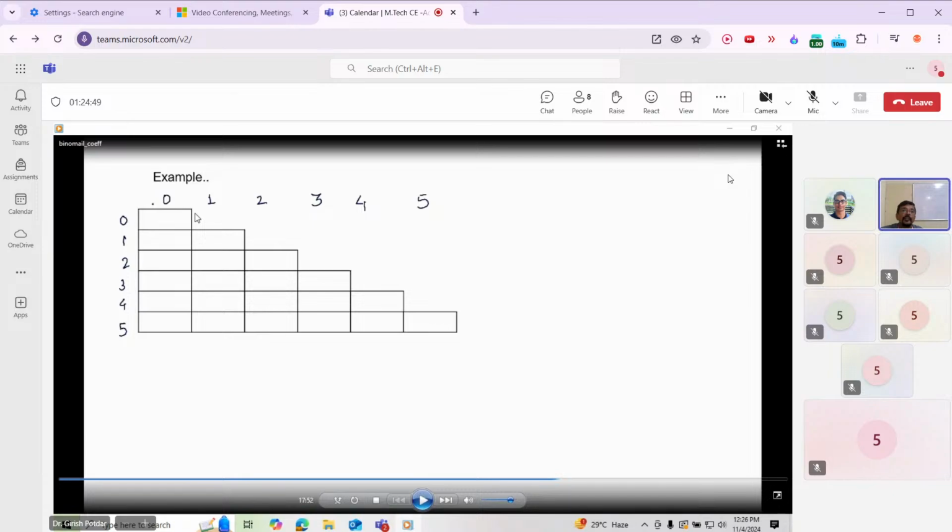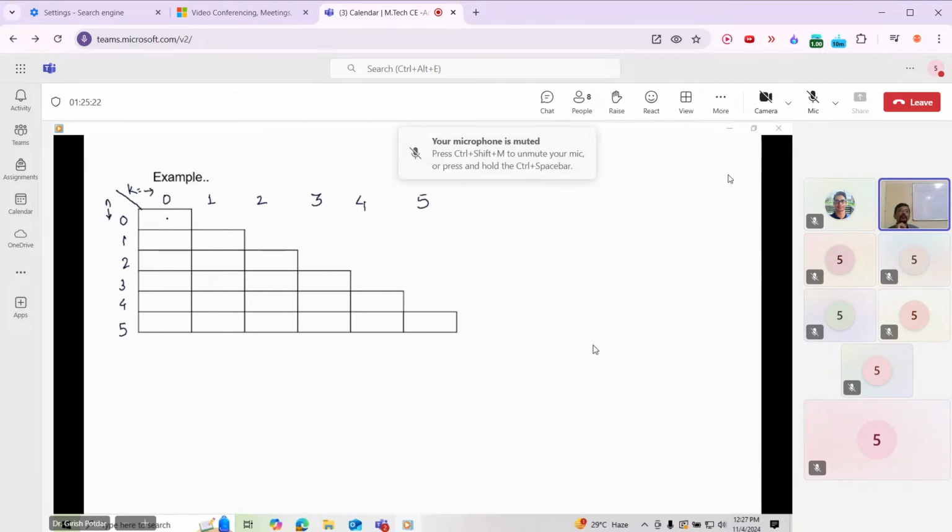Within that, you can see that the upper cells are removed. In the lowest row, all 5 columns exist. In the fourth row, one column diminishes. So every time it goes on reducing. When it comes to 0, there is only 1 column left. So this will be our k and this will be our n. n is this side and k is this side.